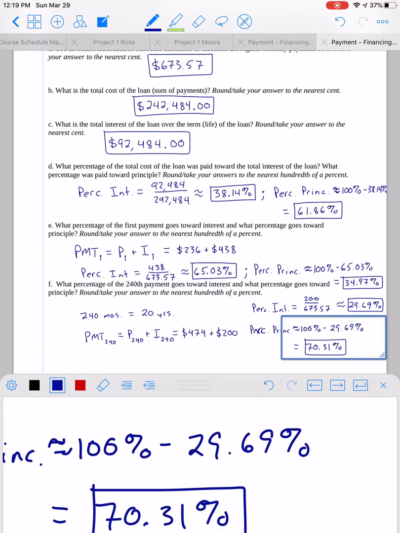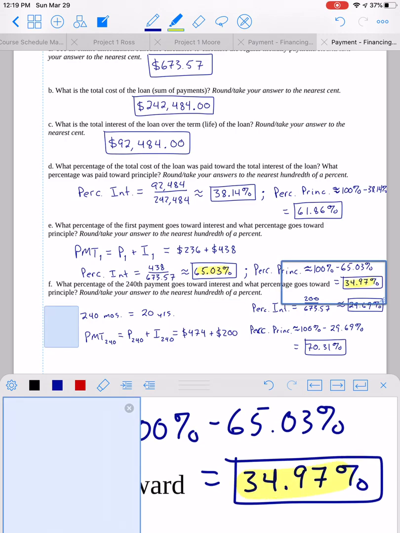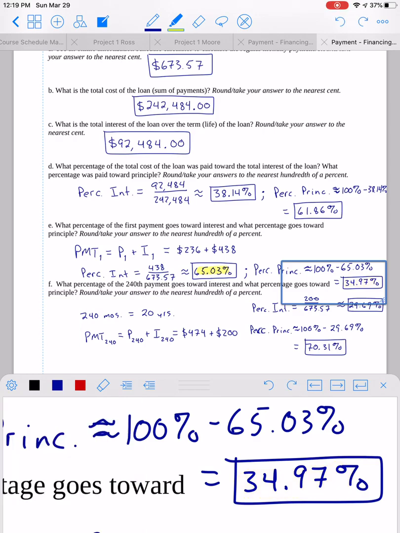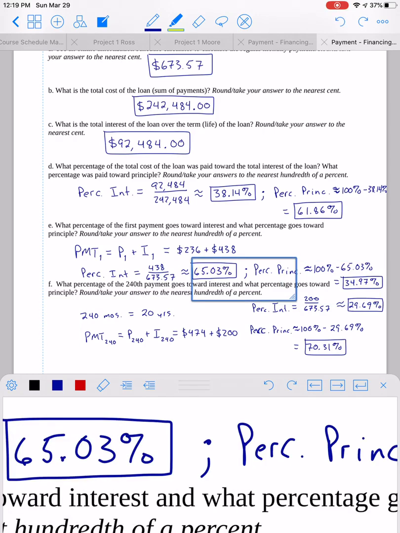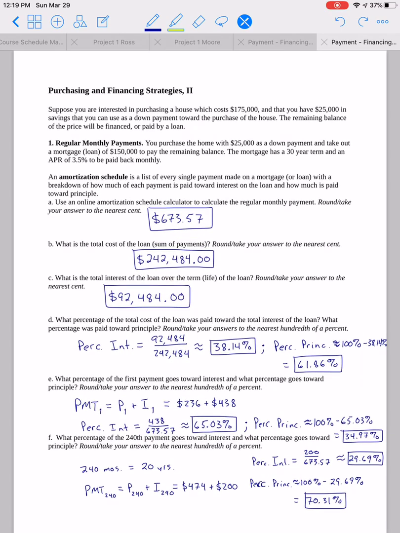Roughly 30% interest and 70% principal, compared to 65% interest and 34% principal of our first payment. So as you can see, you pay less and less interest as time goes on with one of these loans or mortgages. Okay, so that's just the regular payment strategy.